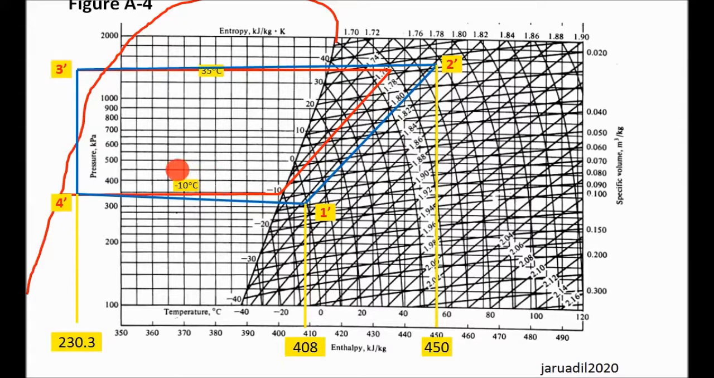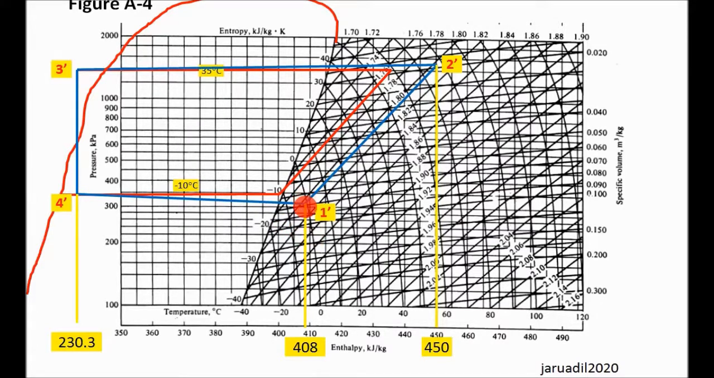Dito naman tayo. Kanina doon, yung subcool na 10 degrees from 35 naging 25. Kaya nakuha natin yung point na ito. This is 25 degrees Celsius. Dito naman tayo, from negative 10, magsusuperheat siya ng 10. So, negative 10 plus 10, so magiging 0 degrees. Diba? So, ang temperature ng point na ito ay 0.